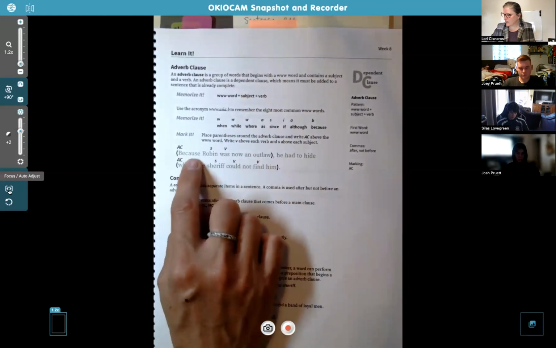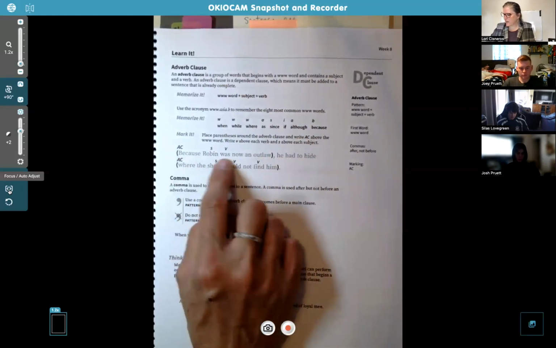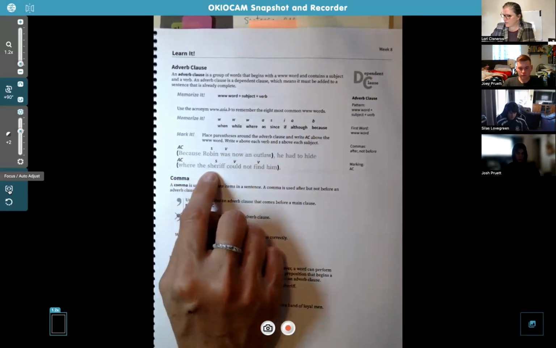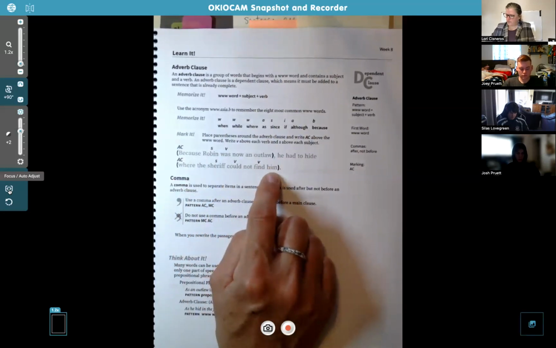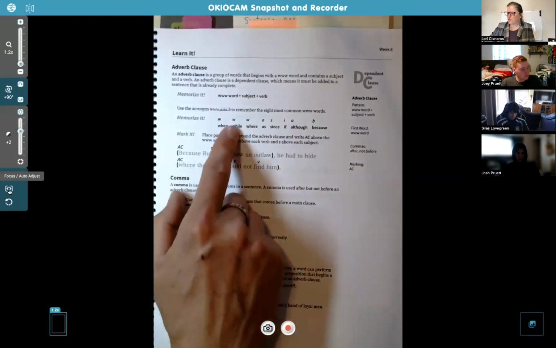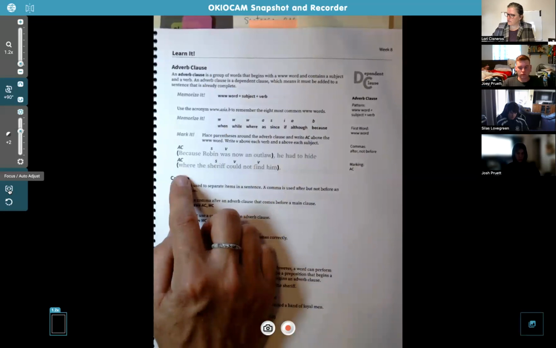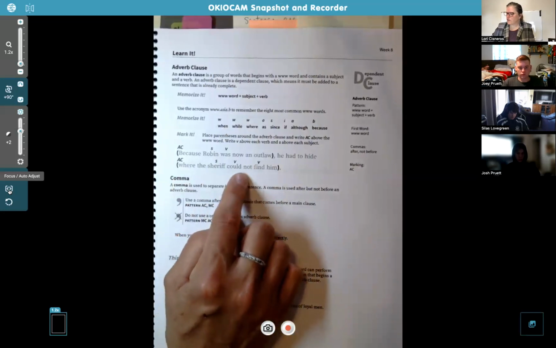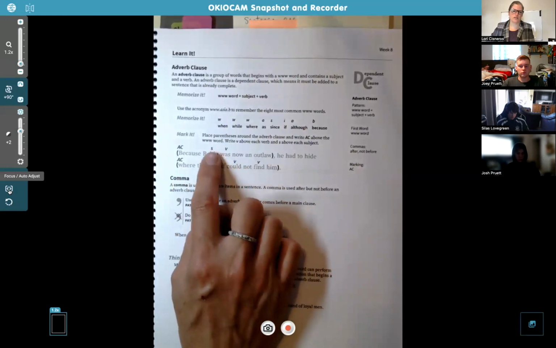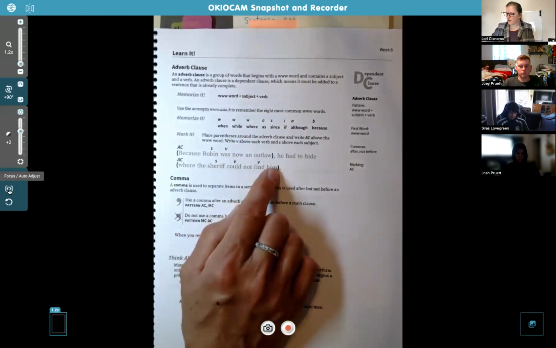Where was I? So because is the beginning of the adverb clause and it ends on outlaw. So here, where the sheriff could not find him is the other adverb clause. It starts with where, which is one of the W words. Where the sheriff could not find him. So remember, these clauses have both a subject and a verb in them. Okay.